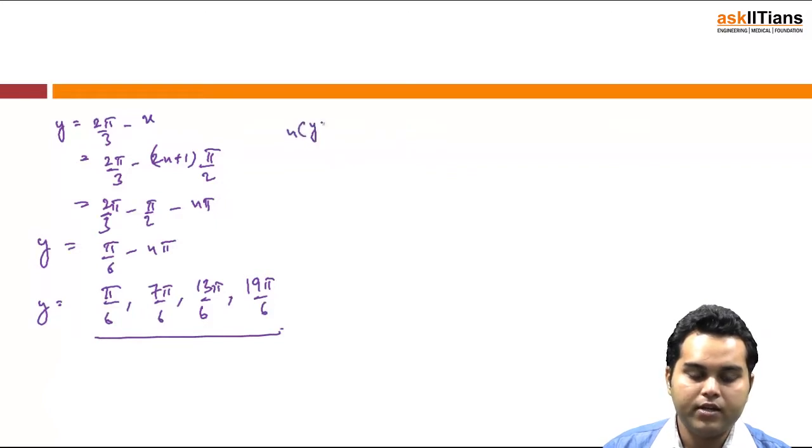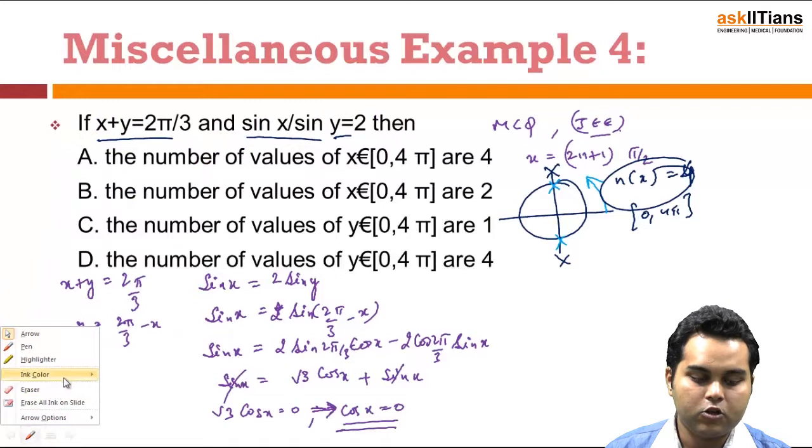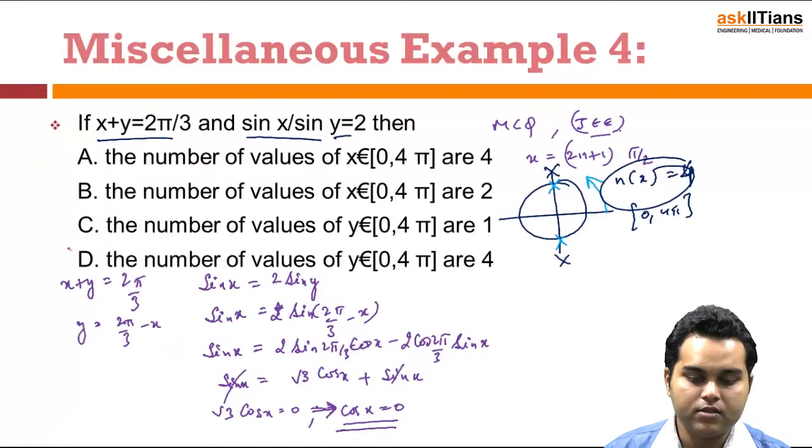So n of y lying in the region 0 to 4 pi is 4, and hence the options that would be marked in this answer would be D, that is y in the region of 4 and x in the region of 4 again, so it will be A and D.